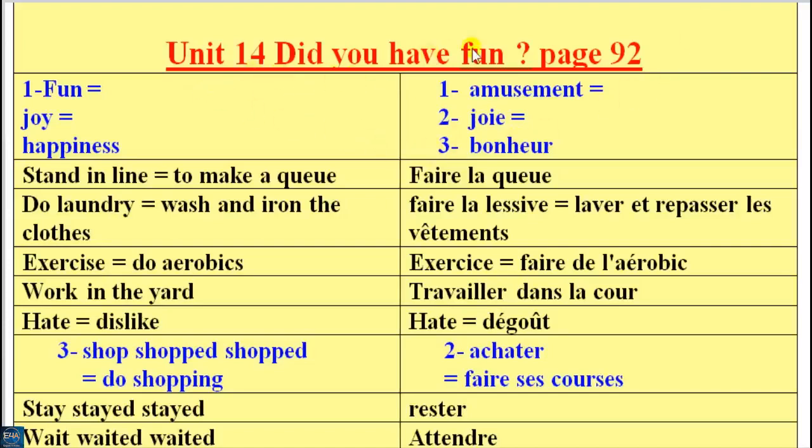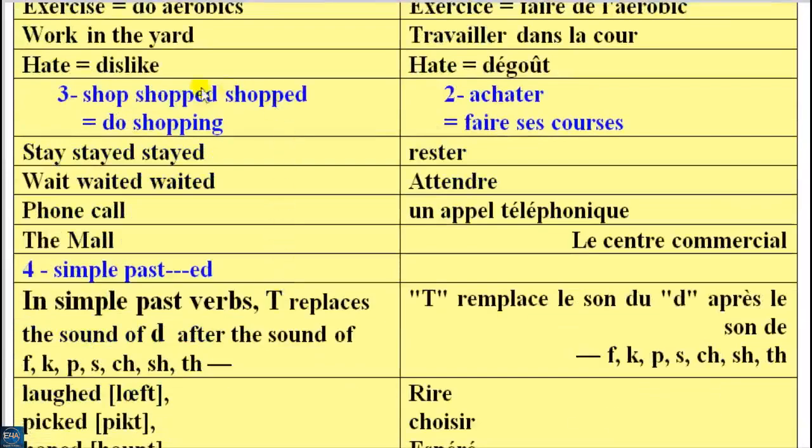Unit 14. Did you have fun? 1. Fun. Joy. Happiness. Stand in line to make a queue. Do laundry. Wash and iron the clothes. Exercise. Do aerobics. Work in the yard. Hate. Dislike. 3. Shop. Shopped. Do shopping. Stay. Stayed. Wait. Waited. Phone call. The mall.